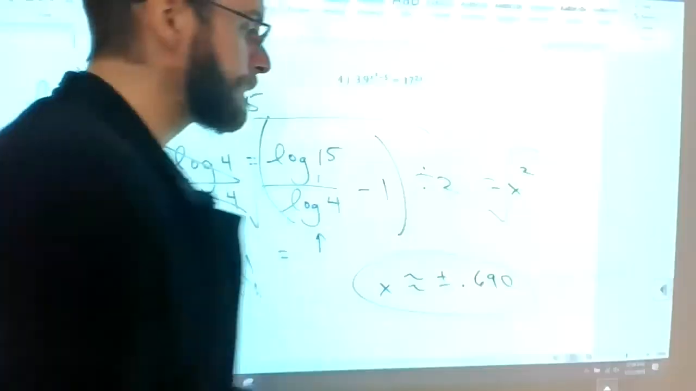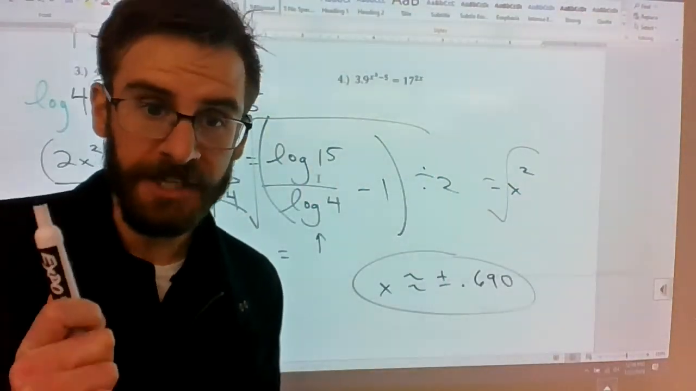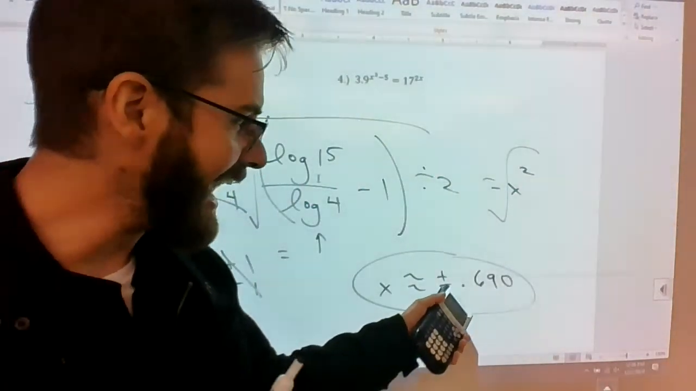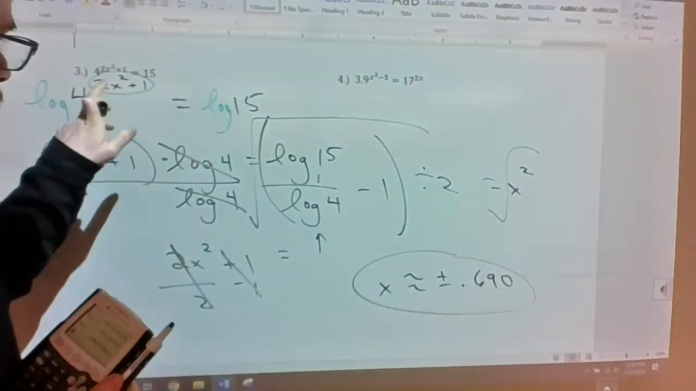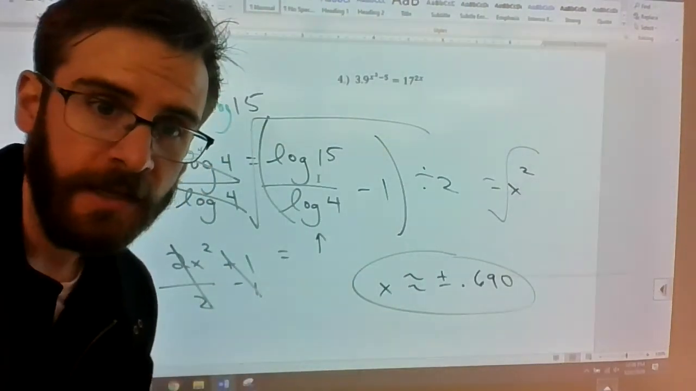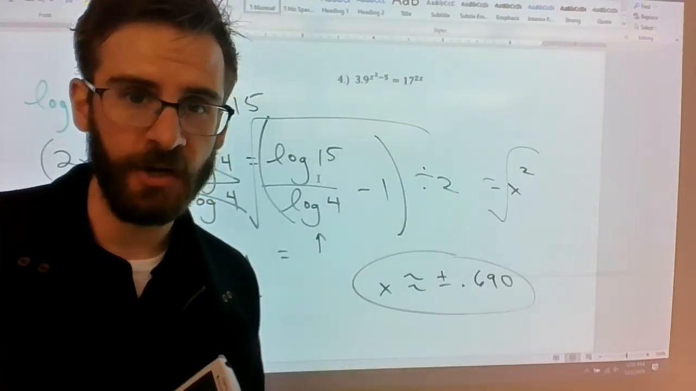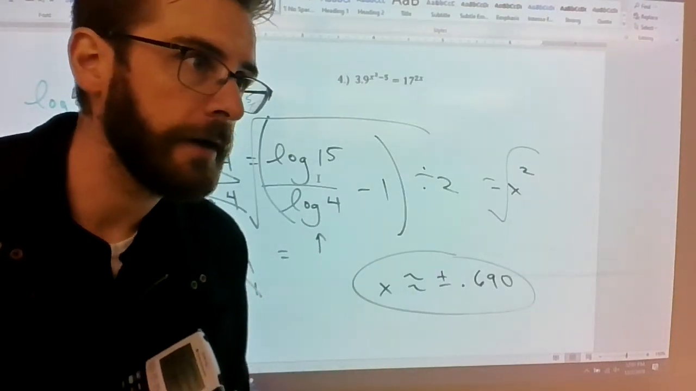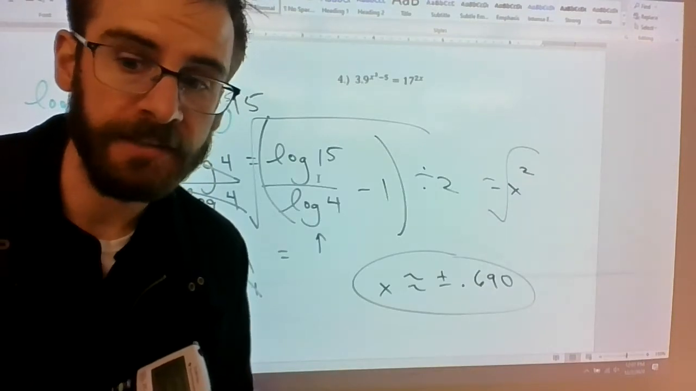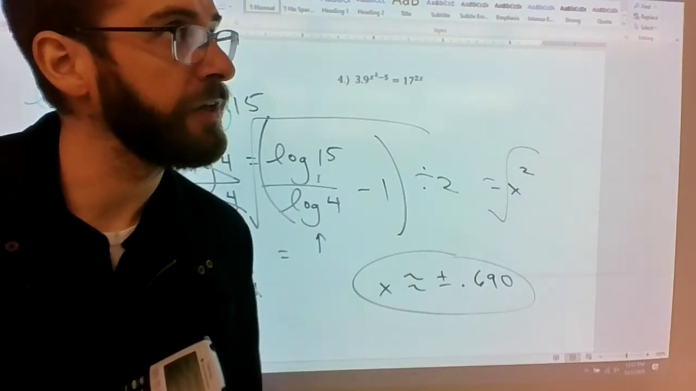And here's the thing. Exponential functions can have negatives in their exponents. So it's not like we're going to have a bunch of extraneous solutions like we had with the logs. It's going to be pretty straightforward with these solutions.